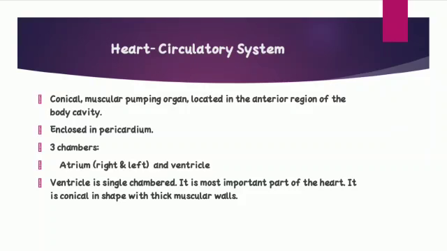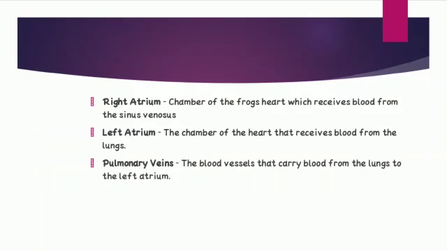Frog heart consists of three chambers: right auricle or atrium, left auricle or atrium, and ventricle. Auricle or atriums are the same words for atrium. Ventricle is single chambered. It is the most important part of frog hearts. It is conical in shape with a thick muscular wall. After heart, now we have right atrium.